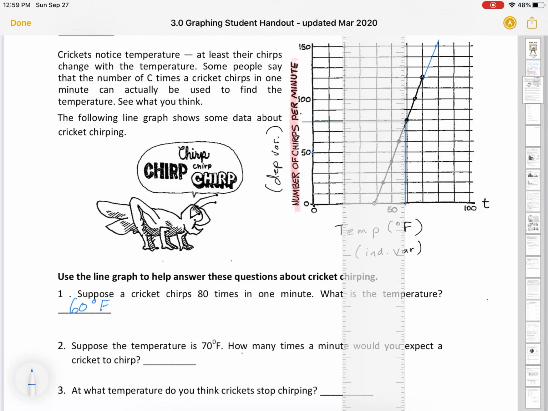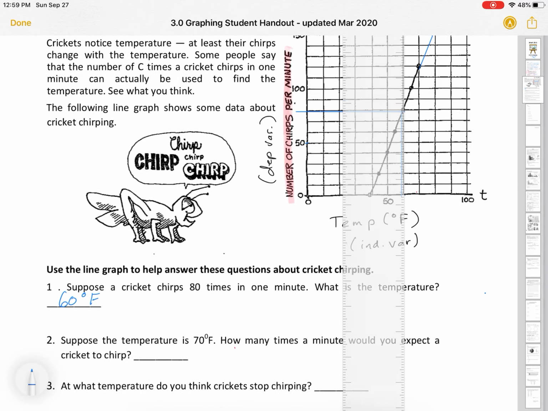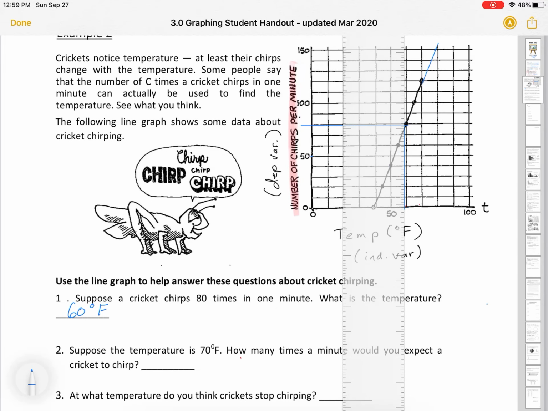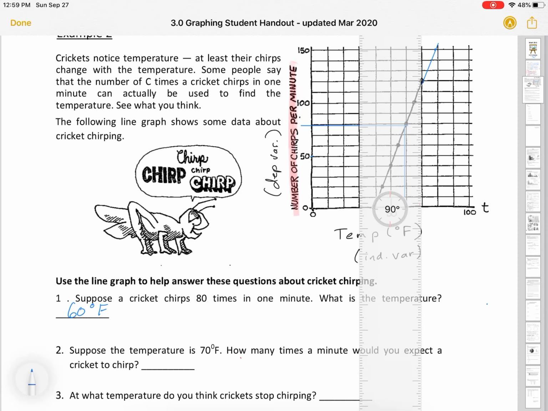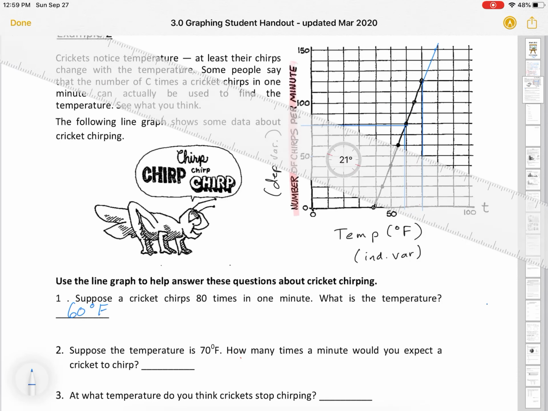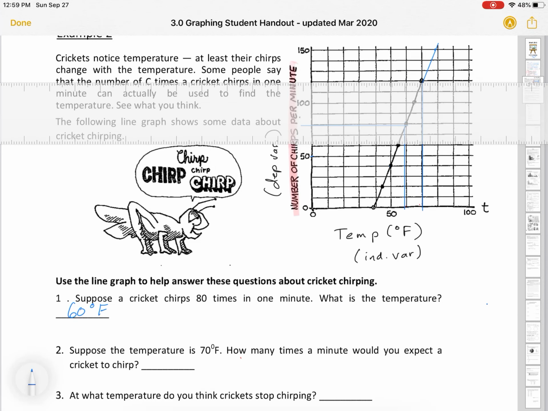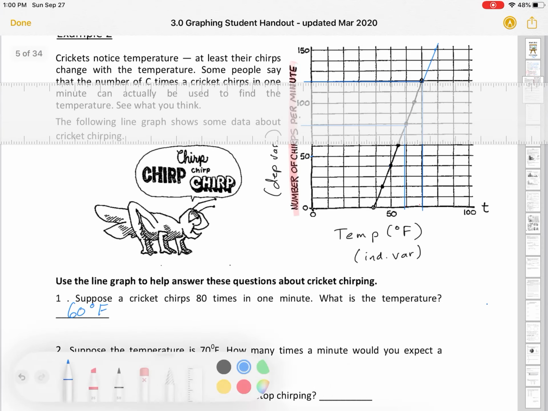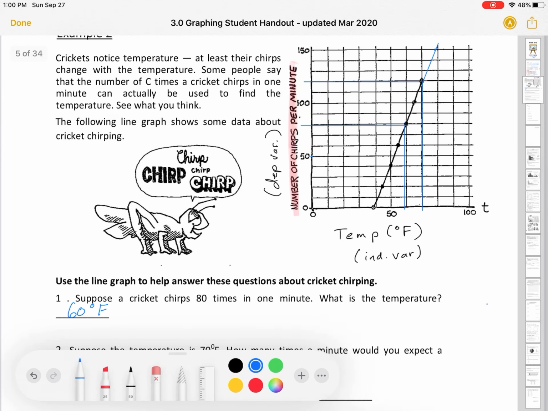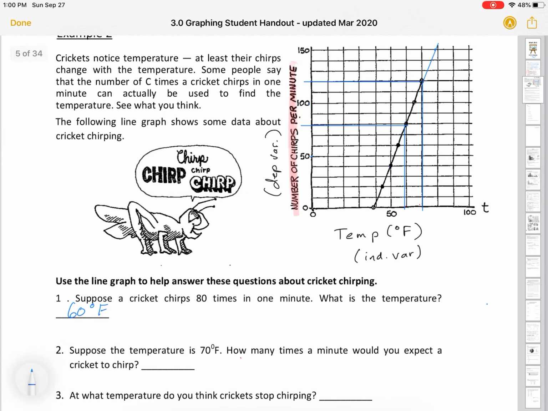Then the next question says, suppose the temperature is 70 degrees Fahrenheit. How many times a minute would you expect a cricket to chirp? So here we're going to go up to 70. And we draw in our line. And then we draw in our other line. And we're going to see that each of these goes up by 10. So 100, 110, 120. 120 chirps per minute.